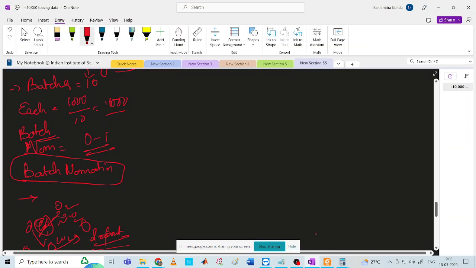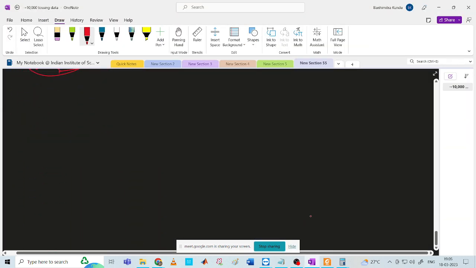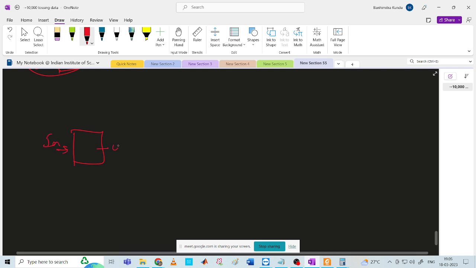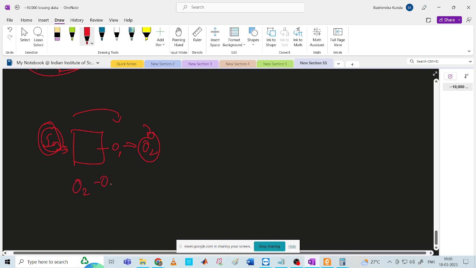So accuracy means, see, in a neural network you have a network, and you give some input and you get one output. For the first input, because your weights are not updated, you will not get the correct output, right? But you want to go to the correct output because you know what the value should be for this training data. So you find out O2 minus O1. Now this you pass through a function.